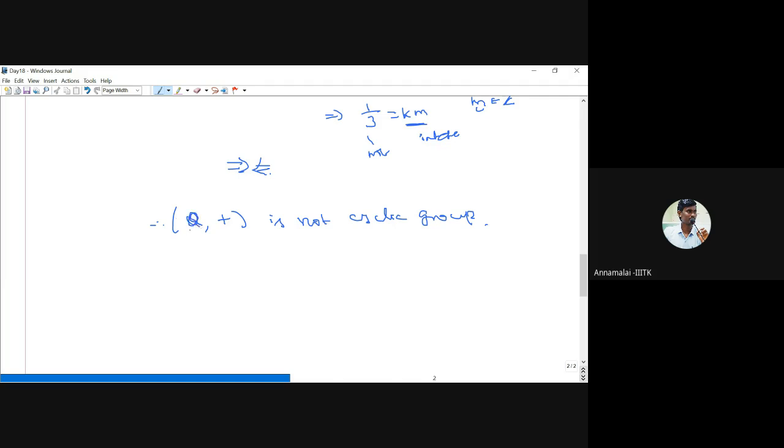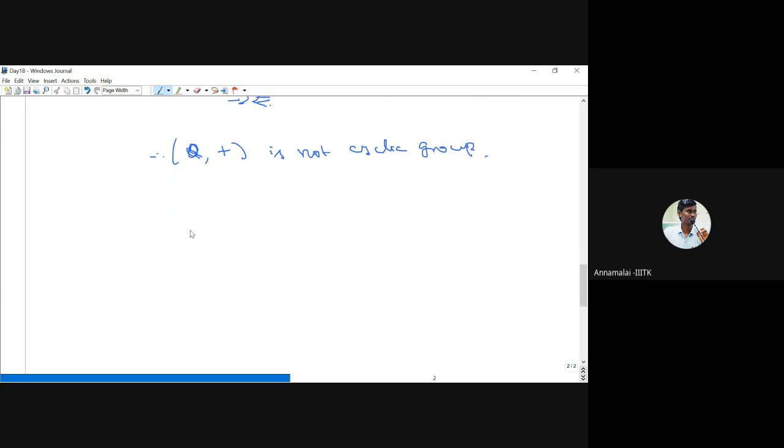Now there is a theorem: any subgroup of a cyclic group is cyclic. If the given group is cyclic, then any subgroup of that cyclic group is also cyclic. That is a very important thing. So a subgroup of a cyclic group is cyclic.